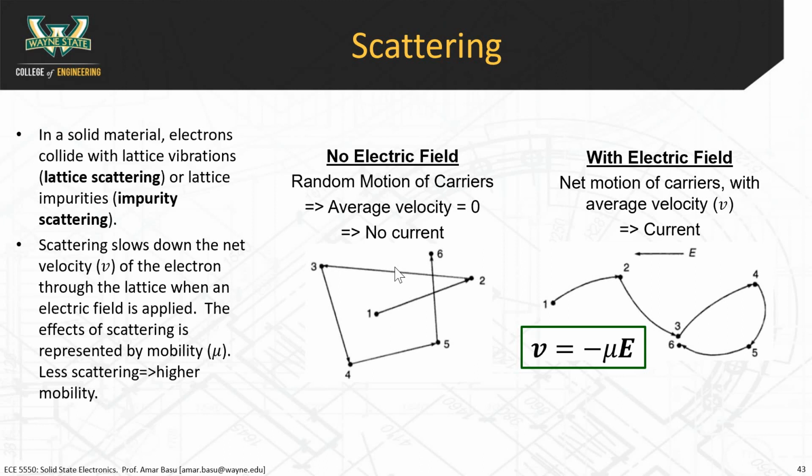Compare this to free space. In free space, in vacuum, the electron just goes. There's nothing that it bumps into, nothing that causes it to deflect in one direction or another. So what's going to happen if we compare the situation where we put an electric field across a vacuum and let an electron accelerate, versus doing the same thing in a semiconductor material? In which case do you think the electron is going to move faster?